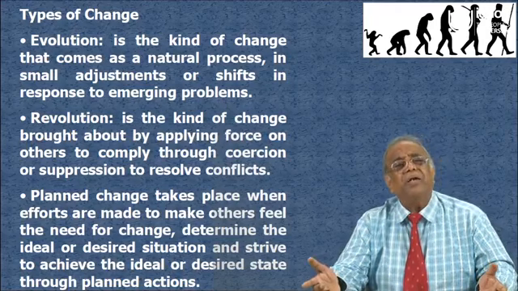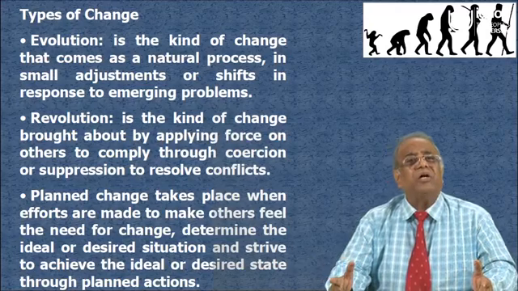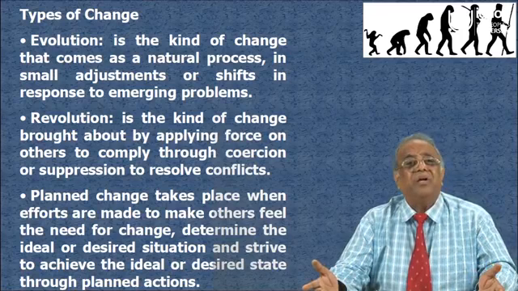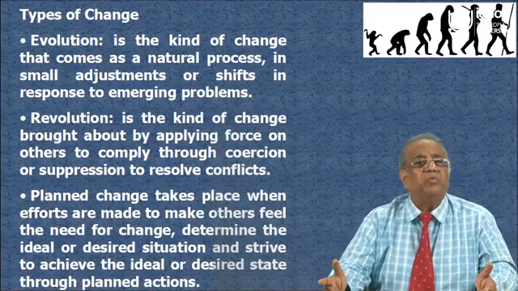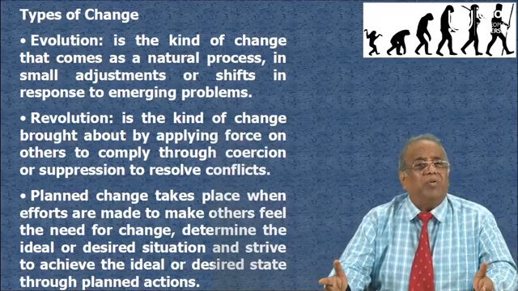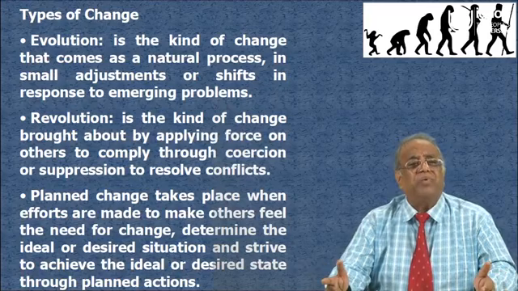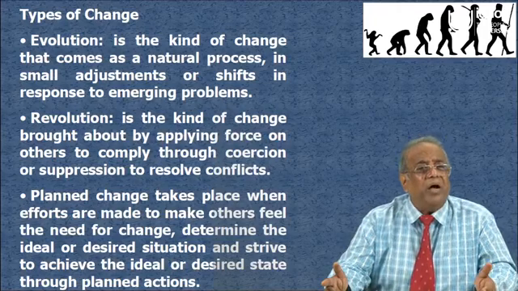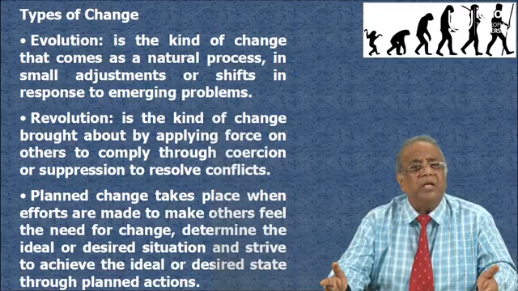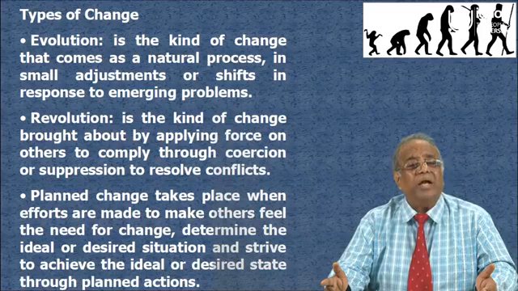Evolution means it is a natural process. Evolution is a kind of change that comes as a natural process in small adjustments or shifts in response to emerging problems. Revolution is a kind of change brought about by applying force. Planned change takes place when efforts are made to make others feel the need for change, determine the ideal or desired situations and strive to achieve the ideal or desired state through planned actions.